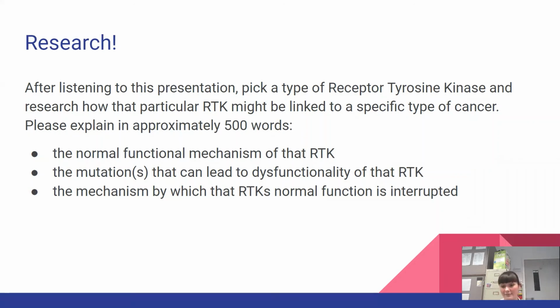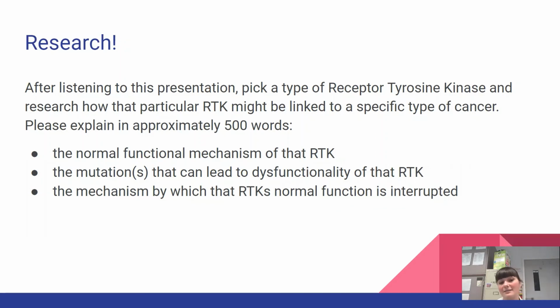And in about 500 words, again, I could extend that if it was an older group of students, I would want them to talk about the normal functional mechanism of that particular RTK, what signal transduction pathways is it linked to, what is its normal functionality. Then I would want them to talk about the mutations that can lead to dysfunctionality of that RTK, what specific genes are mutated, how does that affect the RTK itself, does it change how the RTK looks, functions, what?